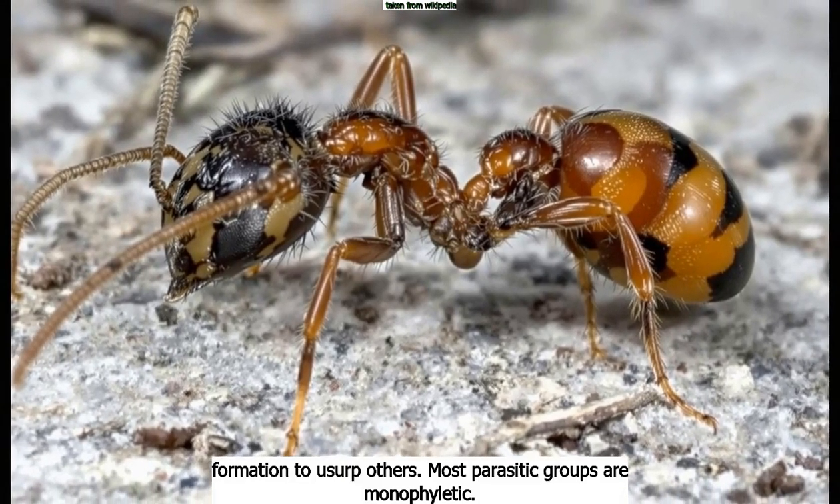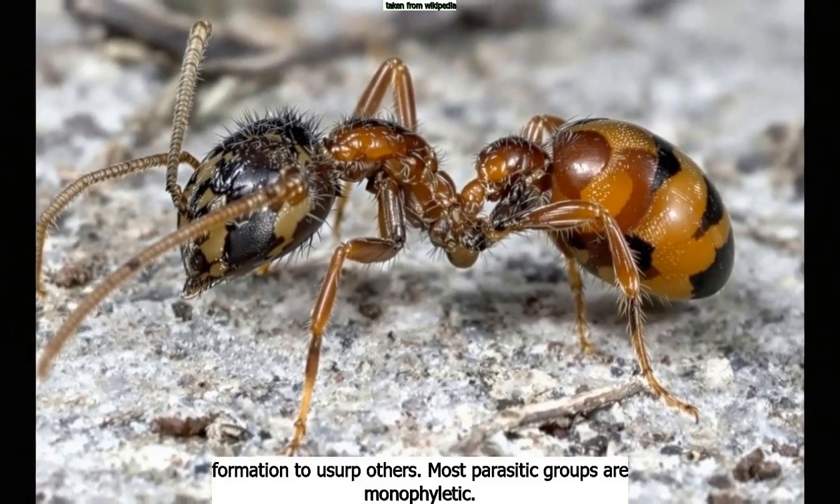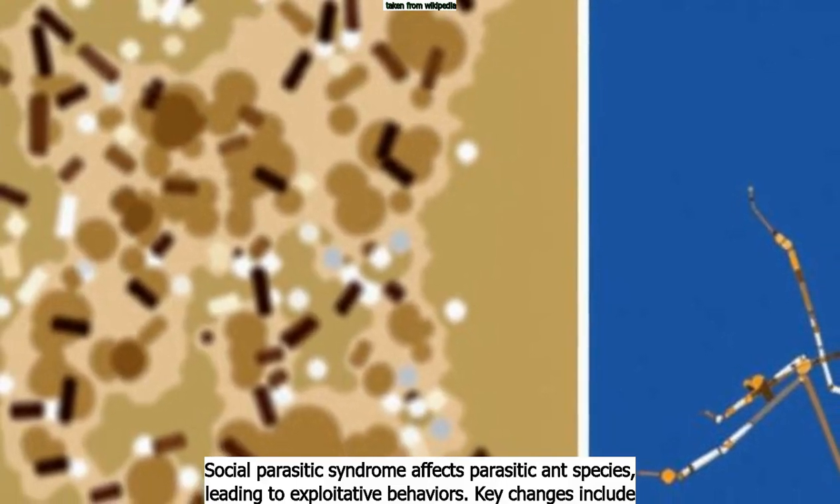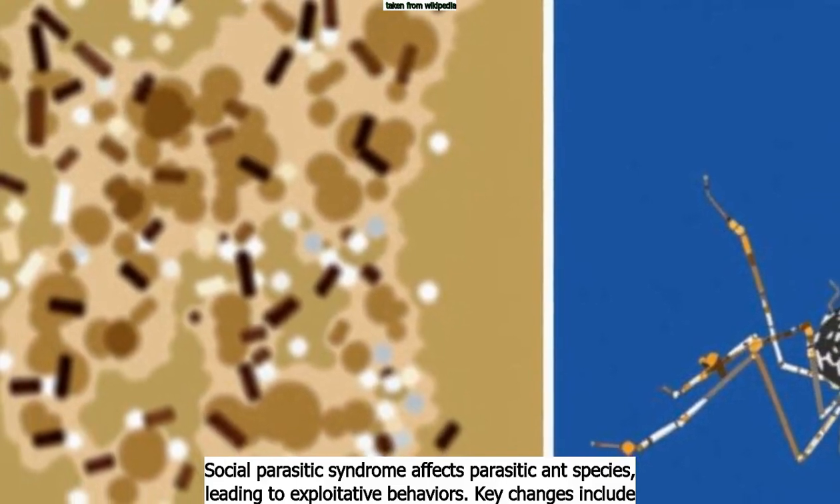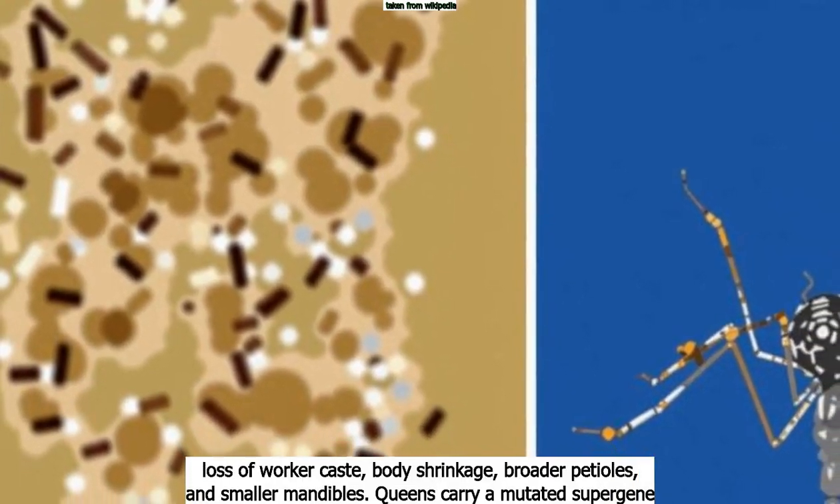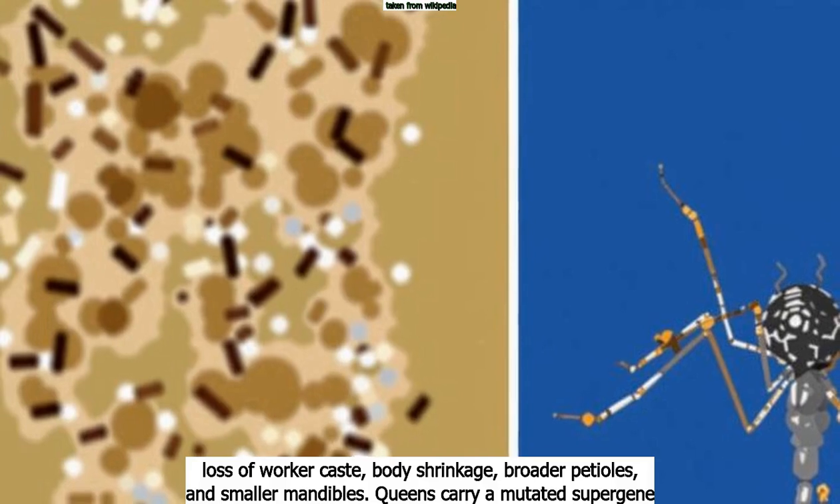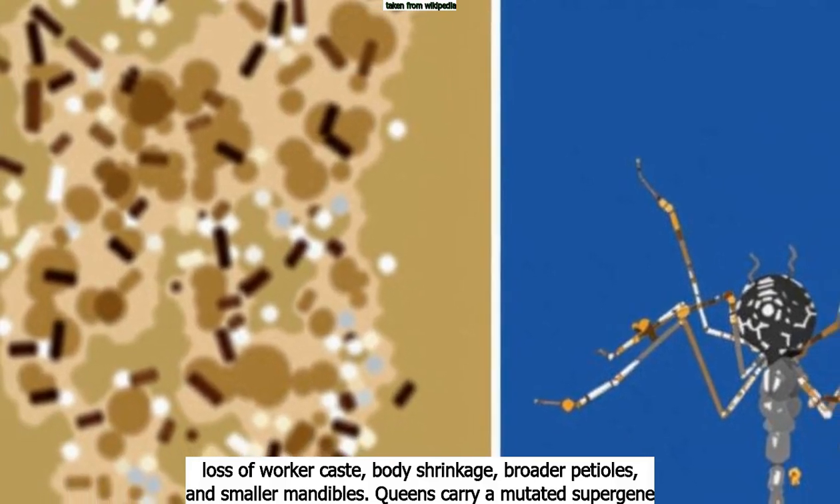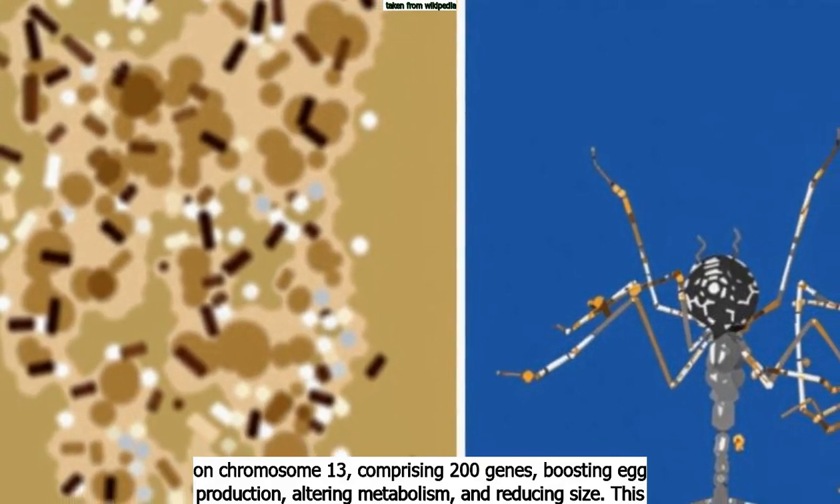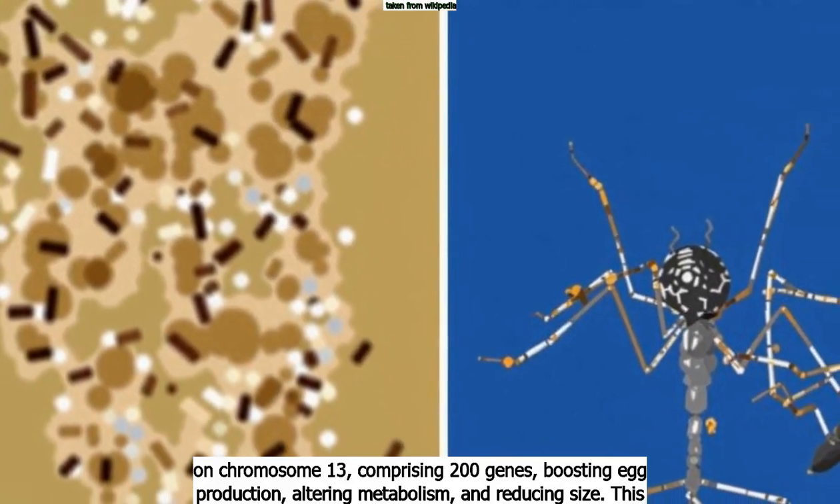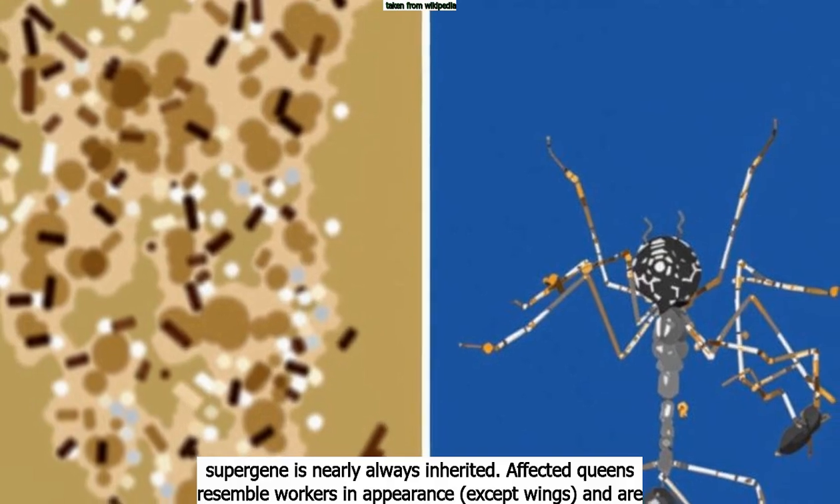Most parasitic groups are monophyletic. Social parasitic syndrome affects parasitic ant species, leading to exploitative behaviors. Key changes include loss of worker caste, body shrinkage, broader petioles, and smaller mandibles. Queens carry a mutated supergene on chromosome 13 comprising 200 genes, boosting egg production, altering metabolism, and reducing size.